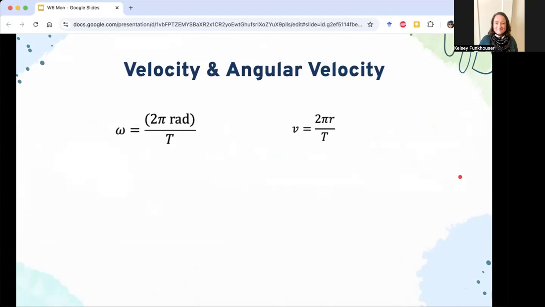If we can relate both angular velocity and tangential velocity to the period, well, that means we can relate them to each other. And so what we find is that the velocity is equal to the angular velocity times the radius. And this is when the angular velocity is in units of radians per second. So you can't use, sometimes you'll be given an angular velocity in RPM or revolutions per minute. You can't use that. You have to convert it first before getting the tangential velocity.